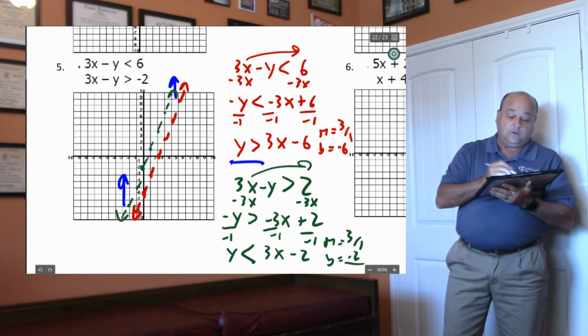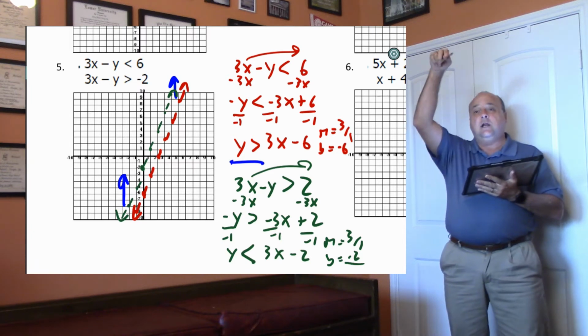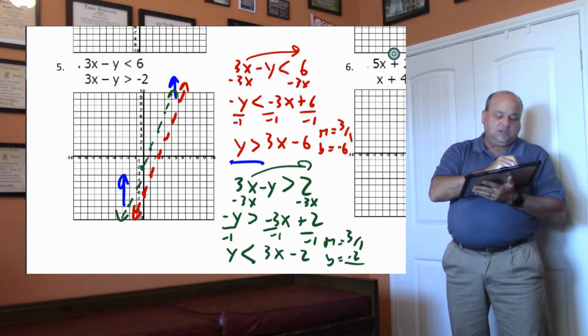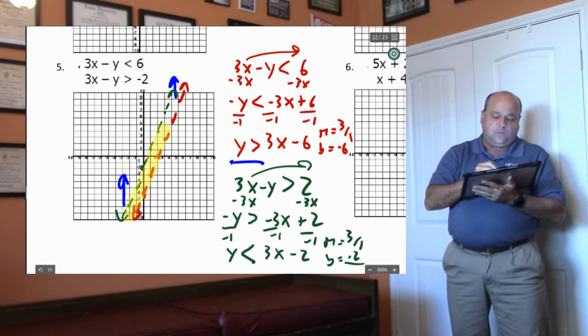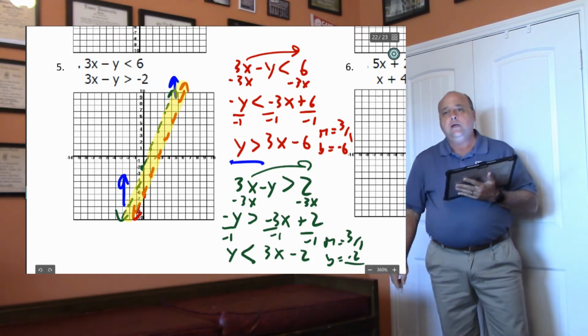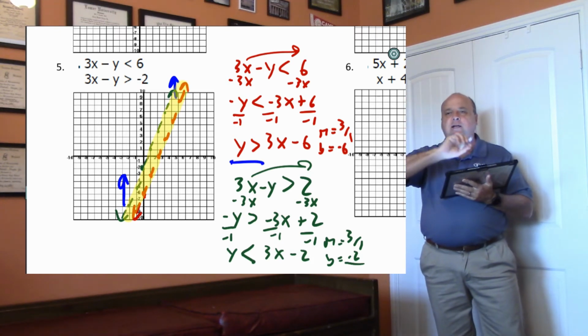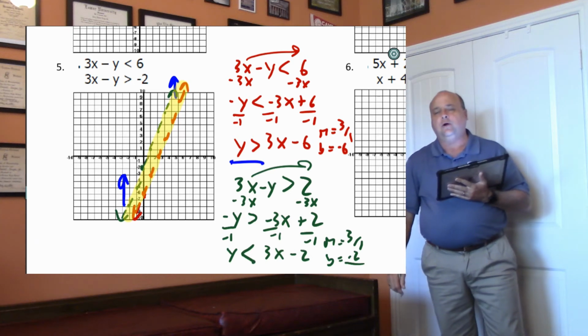I would have drawn it further apart. But on this line, it's going to be shaded down. So if it's shaded down, it's going to be every point between the lines. So one line shaded up, one line shaded down. All the points between the lines are going to work.